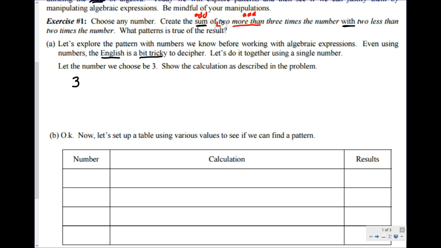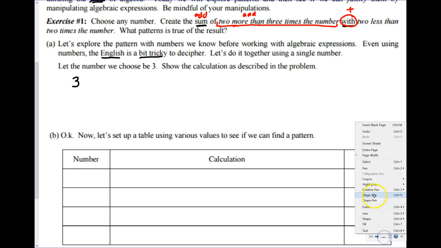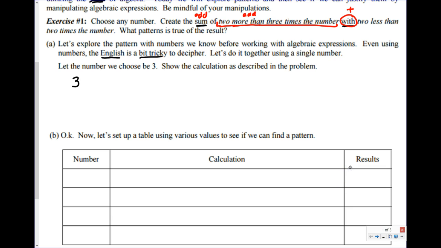So I'm going to break there. So we've got this part, and then it breaks here. That's where we're putting our plus sign, right? With, let's pick a different color, 2 less than 2 times the number. That's the second part of the sum.